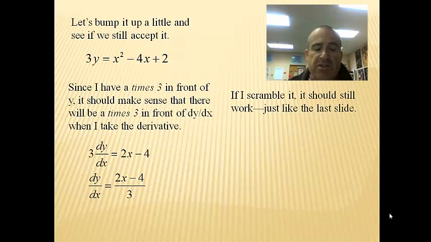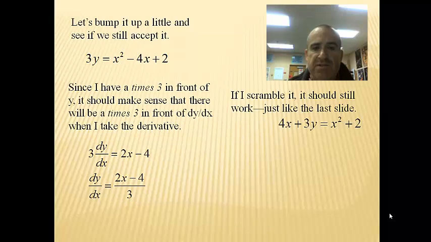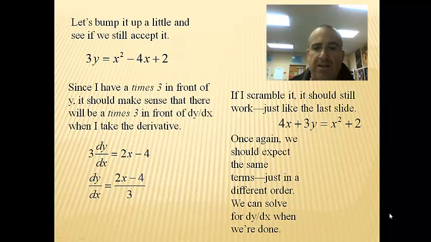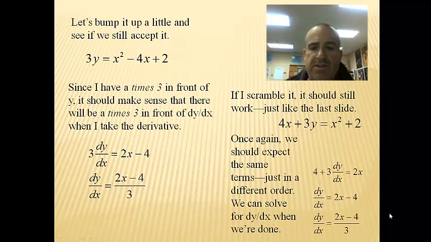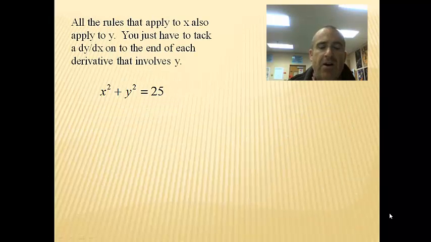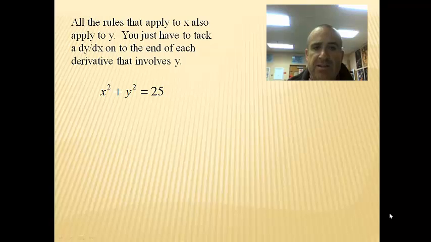If I scramble it, it should still work, just like the last slide. So here's the exact same equation, scrambled up. So I take the derivative of that, and once again, the derivative of 4x is 4, the derivative of 3y is 3 dy dx, the derivative of x squared is 2x, and the derivative of 2 is 0. My next and final step is to solve for dy dx. So bring the 4 over, divide by 3, and you see you get the exact same answer. All the rules that apply to x also apply to y. We just have to tack a dy dx onto the end.